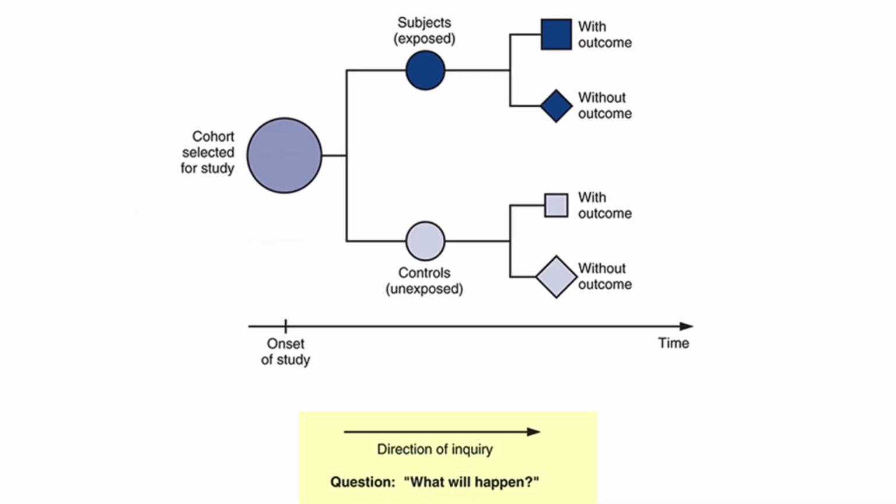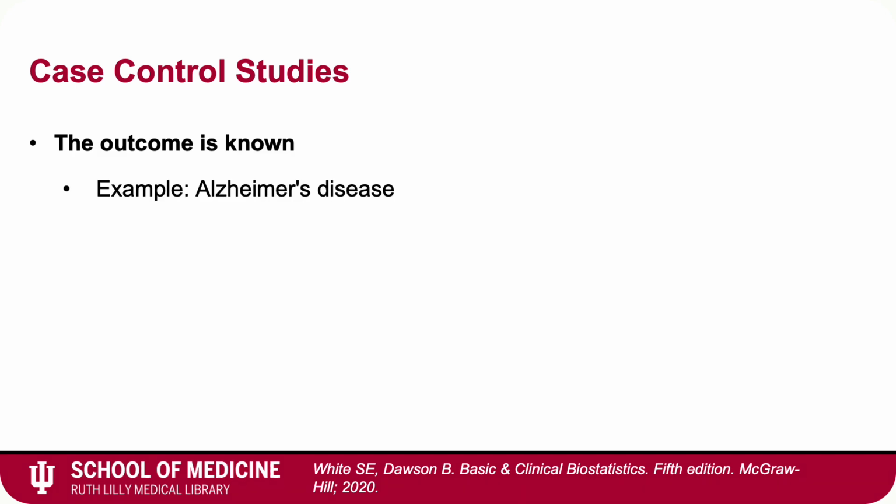We are moving forward through time even with the retrospective cohort studies, and we're trying to answer the question, what will happen? So with cohort studies, we know the exposure, but we don't know the outcome. Flip that around and you have a case control study. We start with a known outcome, such as maybe Alzheimer's disease, but we don't know what caused the outcome or what we call the exposure, and that's what we want to learn more about.